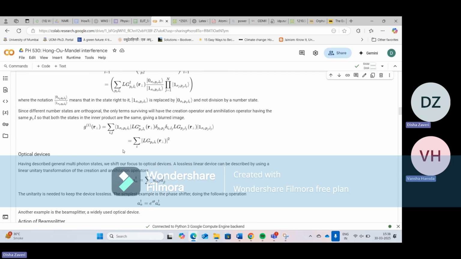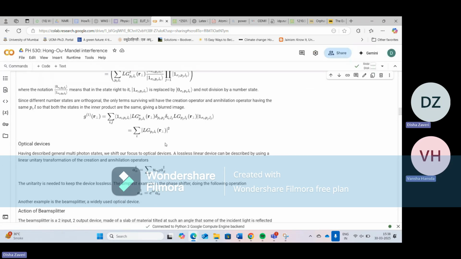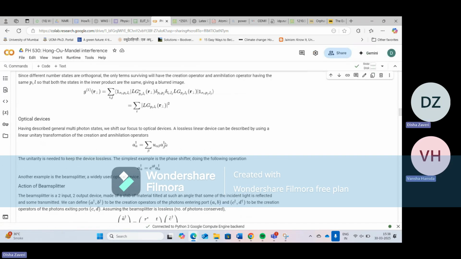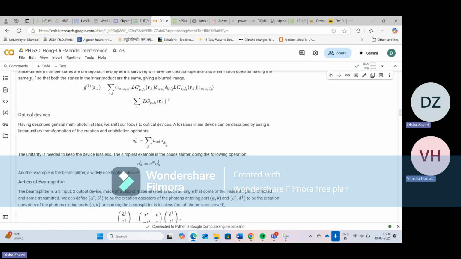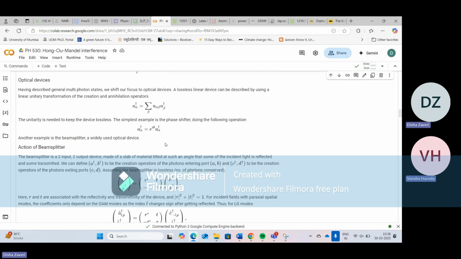So now the inner product is going to give a blurred image, which is going to be a summation of the square of the modulus of different LG modes which are involved in this n photon state. So here we already see how there is a different kind of intensity profile that's going to be formed for the two cases.